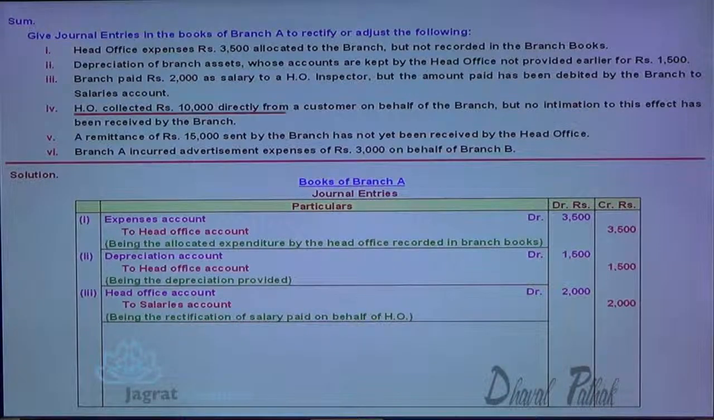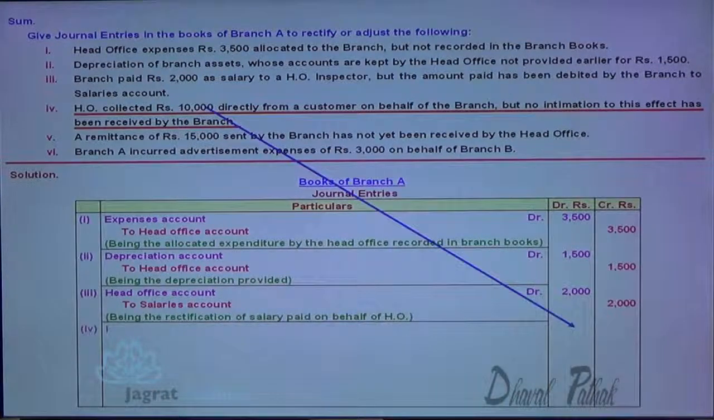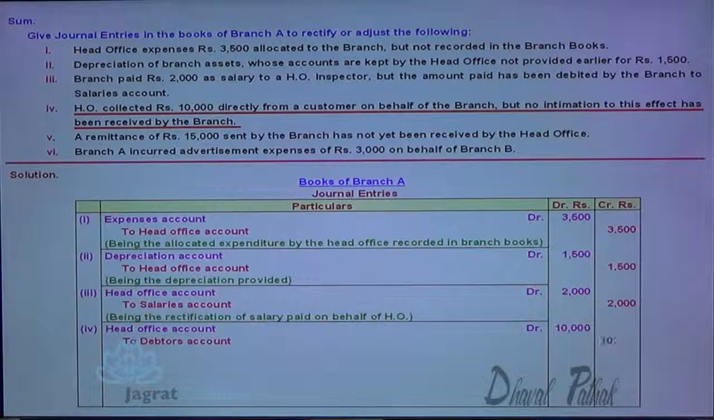HO collected 10,000 directly from the customer. It's an error of omission. So cash is received from customer, so debtors account is to be credited. The amount has been collected by HO, so HO is the receiver, debit the receiver. HO account debit to debtors account credit. This is how adjustment entry gets recorded.